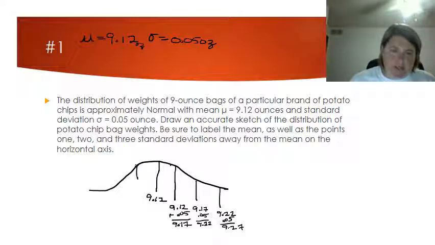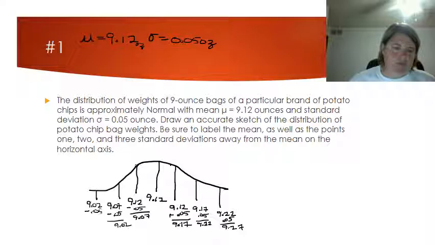Now if we're looking at the left side of the curve, we're going to subtract a standard deviation. So this is going to be 9.12 minus 0.05, which is 9.07. Right? And then we go 2 standard deviations to the left, which would be 9.07 minus 0.05, which is 9.02. And then we go one more, so this will be 9.02 minus 0.05, which is equal to 8.97. And that's what they're talking about.